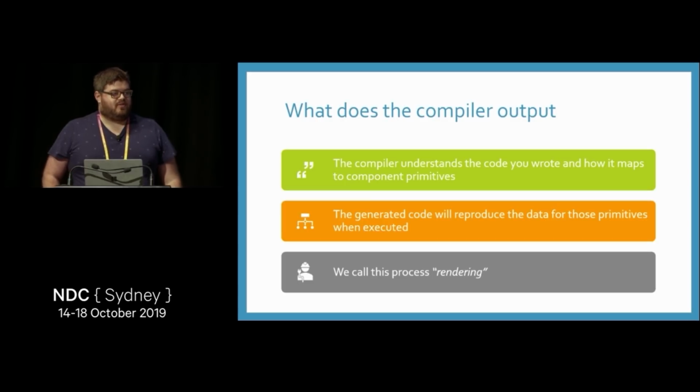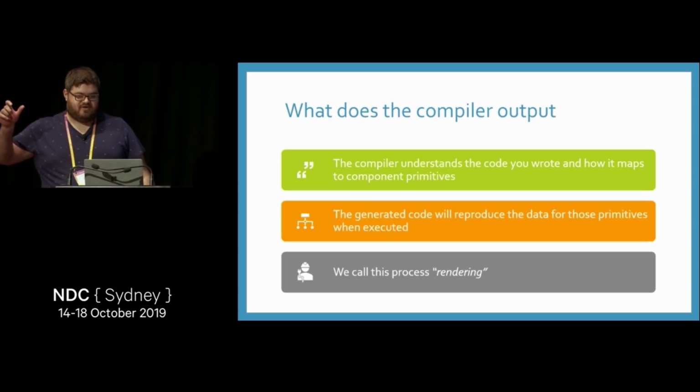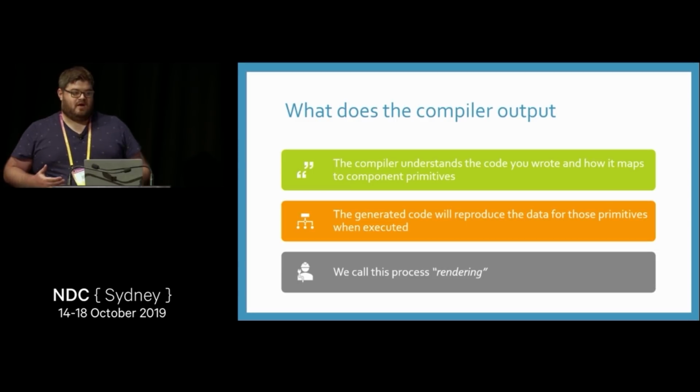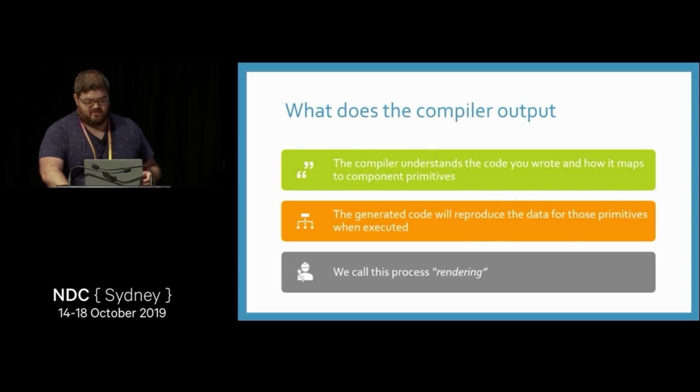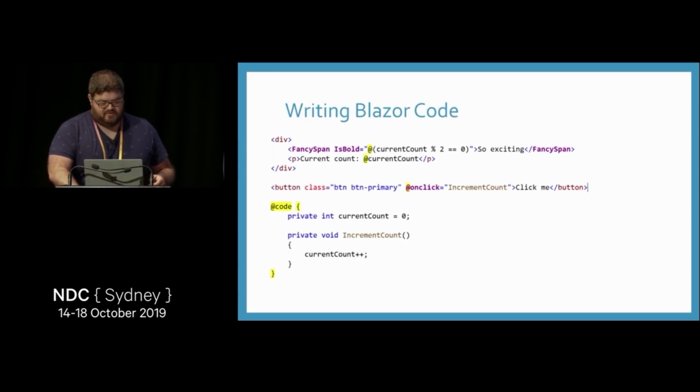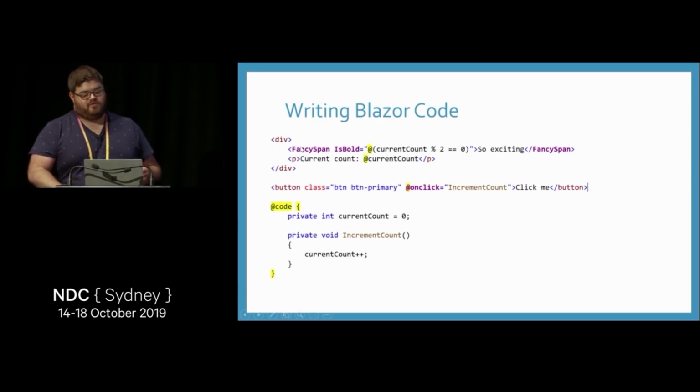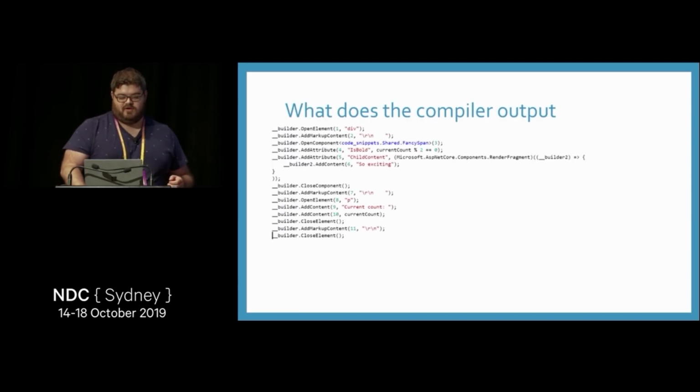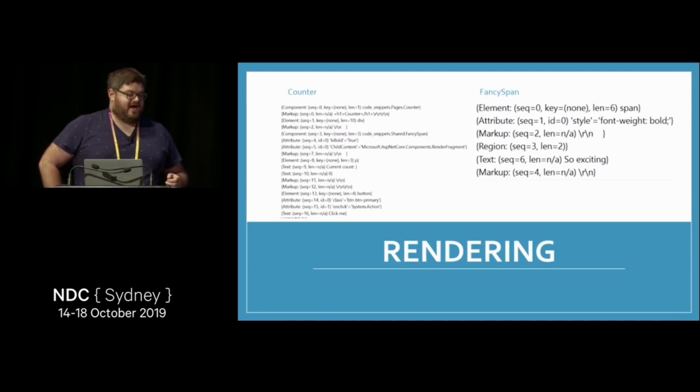So if you look at a component class and it's got a build render tree method, or you hear us talking about rendering, rendering is the process of executing all of the code that's in here that's not inside the code block and getting its output. So what does it output? Well, we can look at that too.